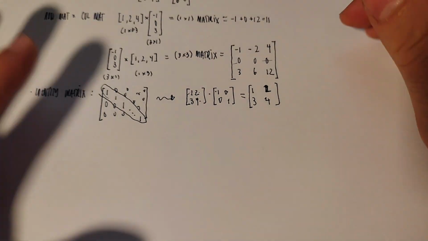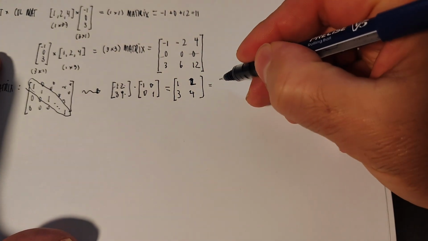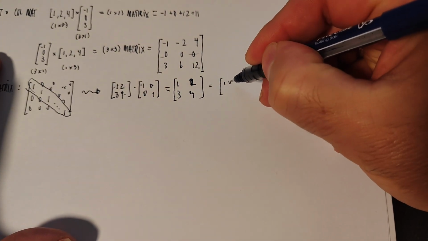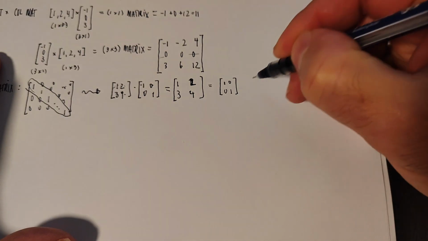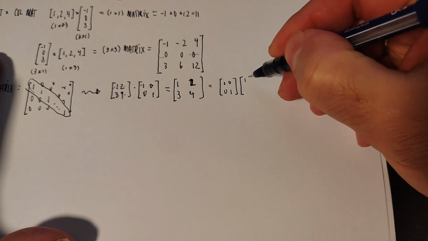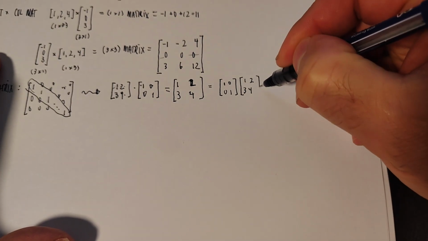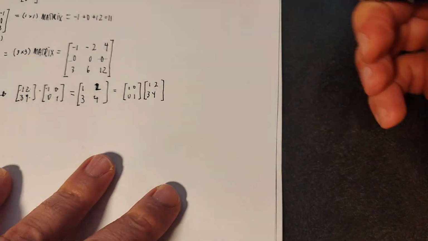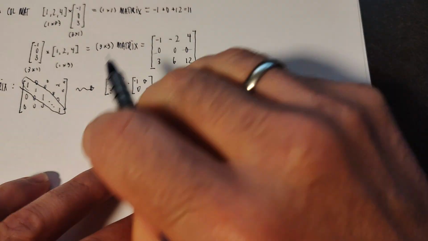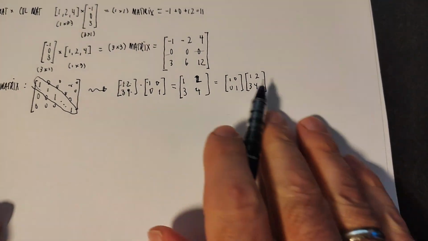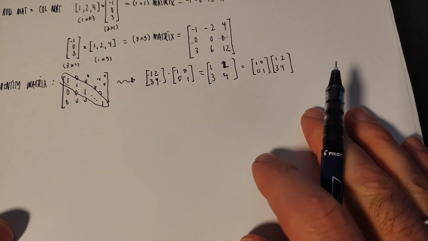If we multiply this the other way around, it's the same thing as 1, 0, 0, 1 times 1, 2, 3, 4, and you get the exact same result. So with the identity matrix, the multiplication can commute.